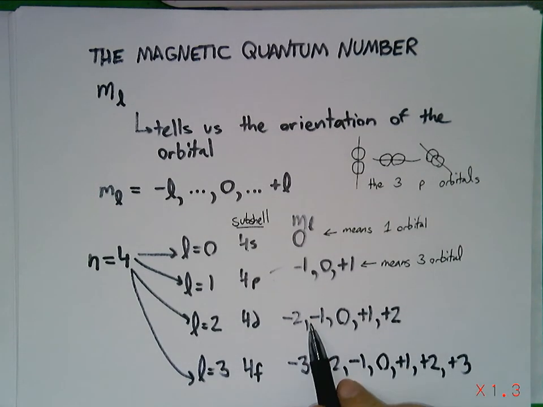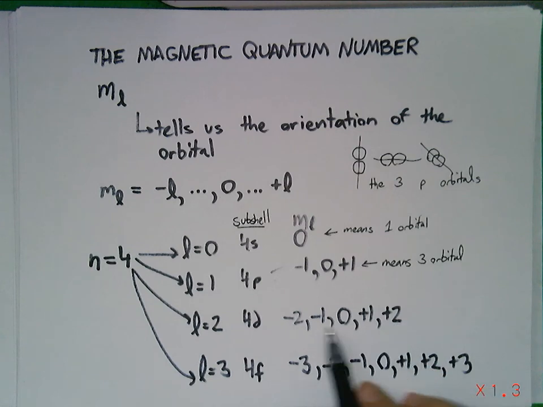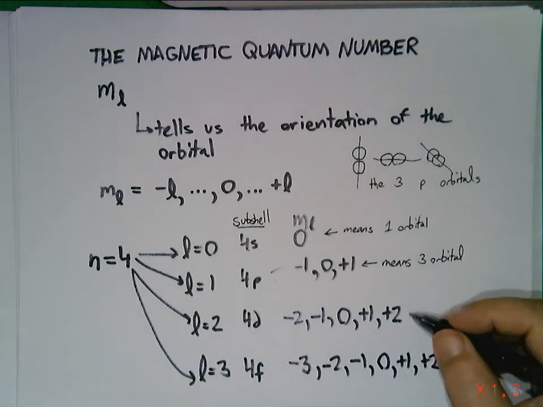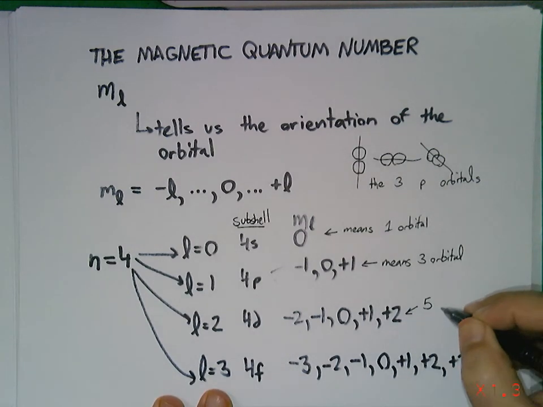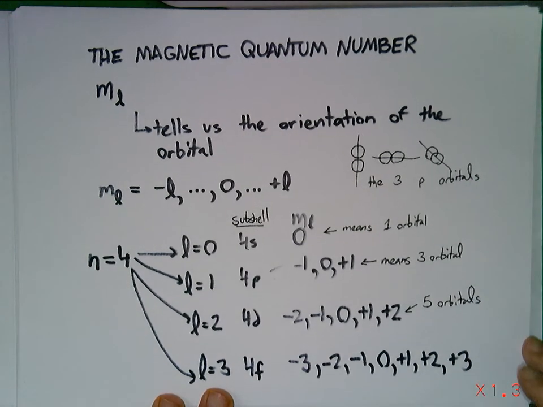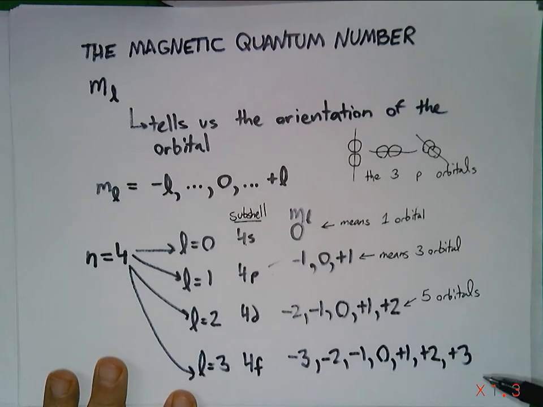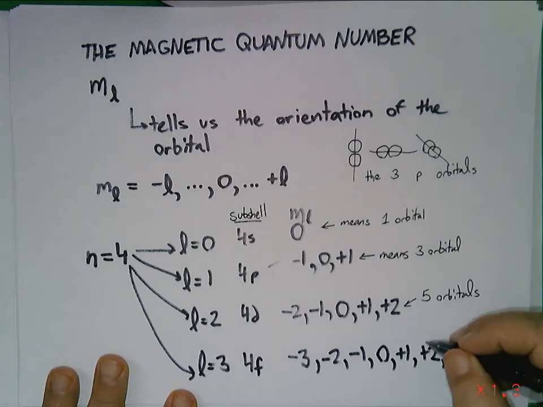Now how many different d orbitals can you have? Well, there are 5 different m sub L values. So that means that there are 5 different orbitals in a d subshell. So it's determining how many orbitals are in a subshell. That is the important thing about the m sub L. How many orbitals can you have inside the 4f subshell? Count how many m sub L values you've got. You've got 7.